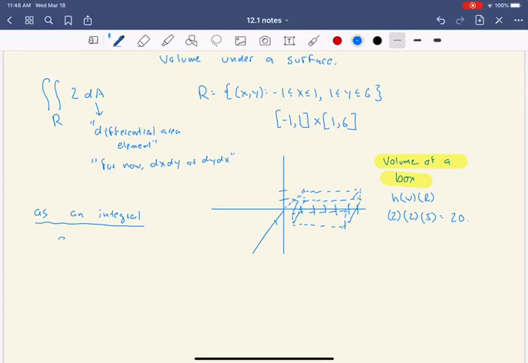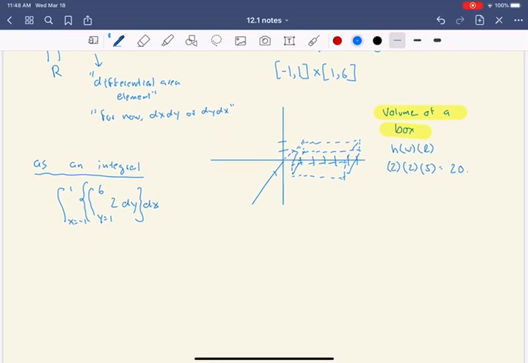Okay, so we're going to take the integral. x goes from -1 to 1, y goes from 1 to 6, of 2. And now, I like to write down here y. So this means I'm going to do the integral in y on the inside. So I'm going to put dy there and dx there. I like to think of it as I'm doing the integral like so. So I do this integral first in y.